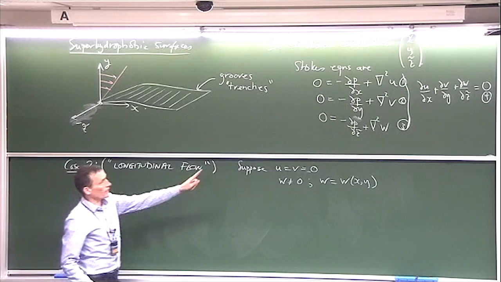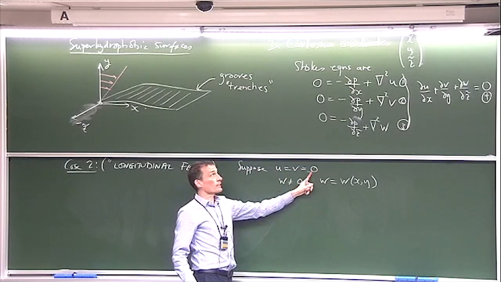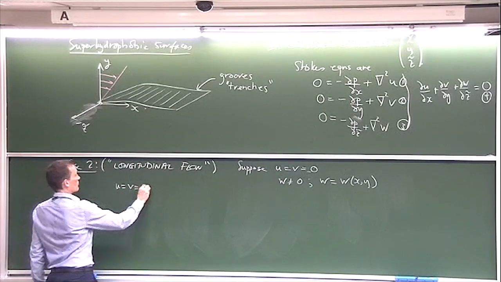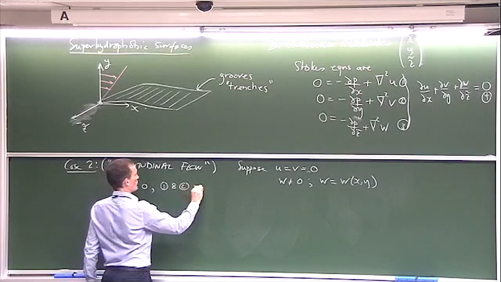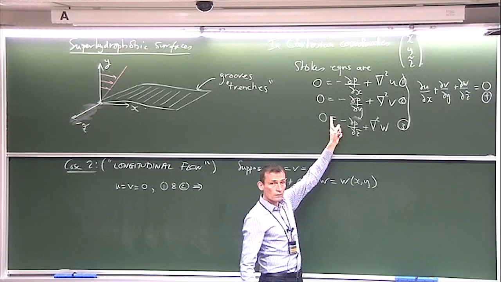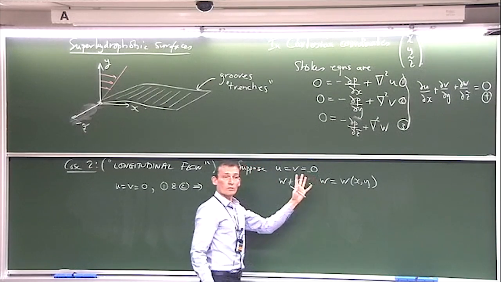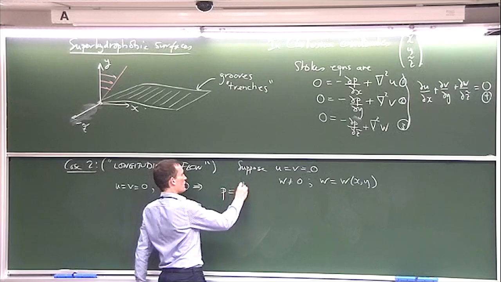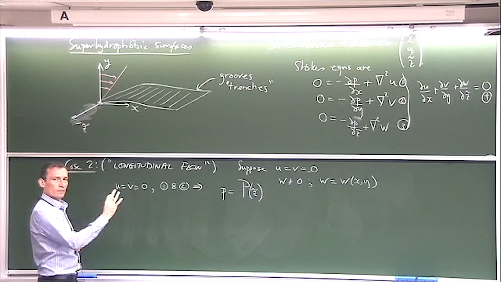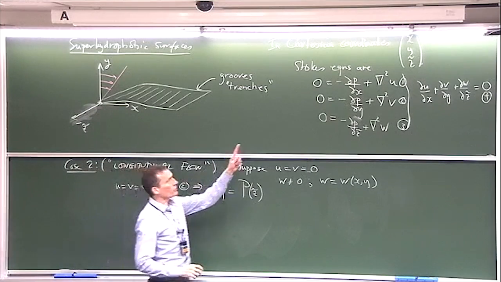So what do the Stokes equations tell us then? If u and v are assumed to be zero, what does that tell us? What do 1 and 2 tell us? One and two tell us that dP by dx is zero and dP by dy is zero, which means that the pressure field can only depend upon the z tilde coordinate. So let's call it capital P. It just depends upon one axial coordinate.